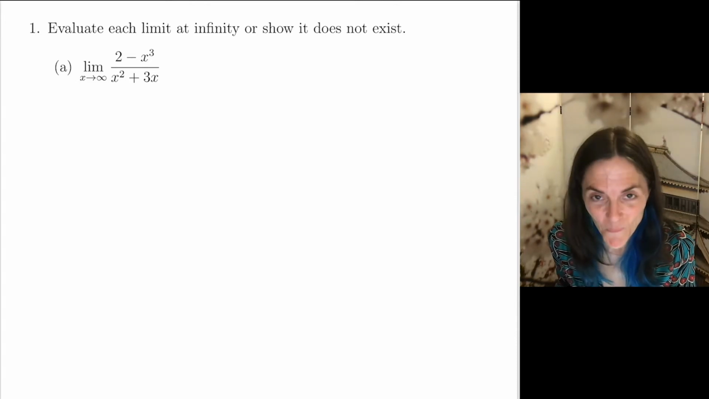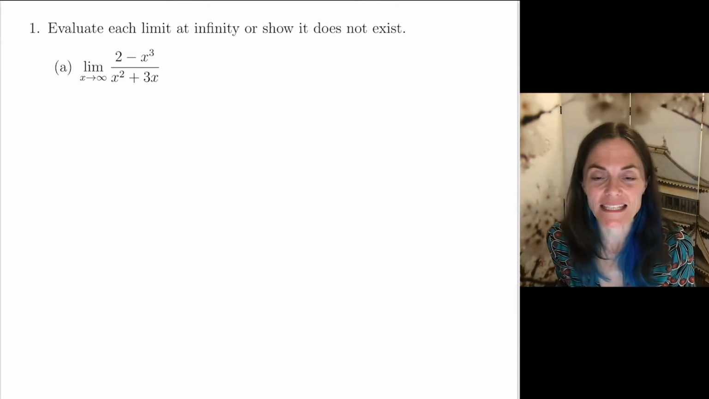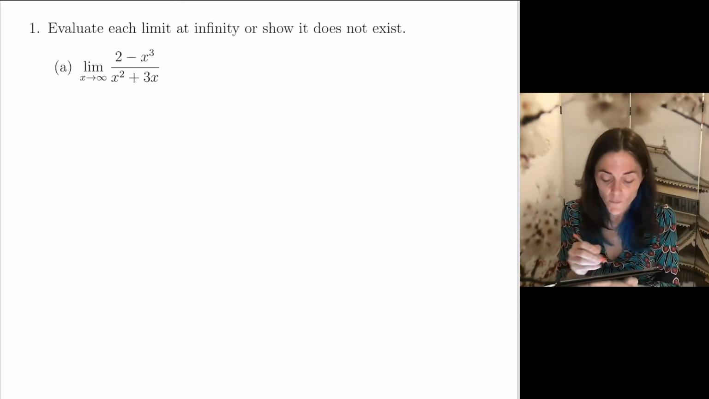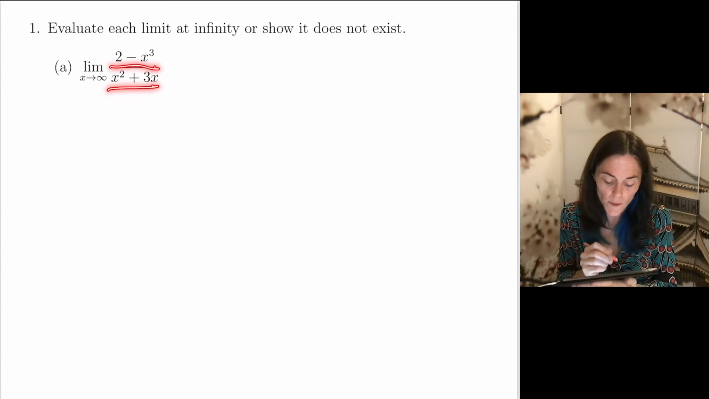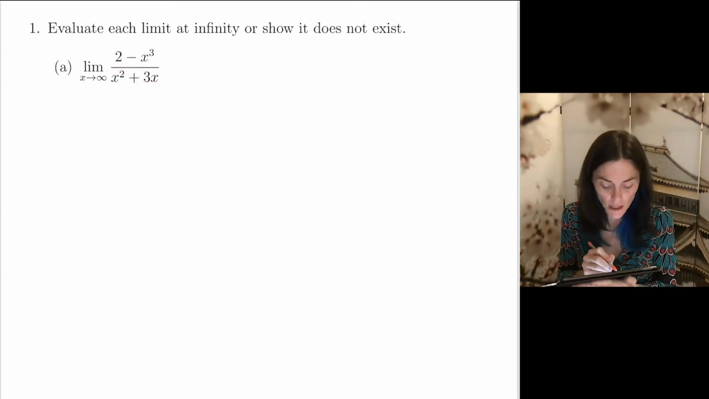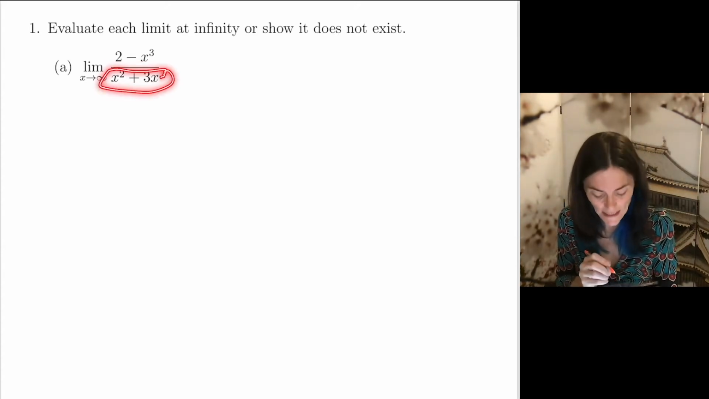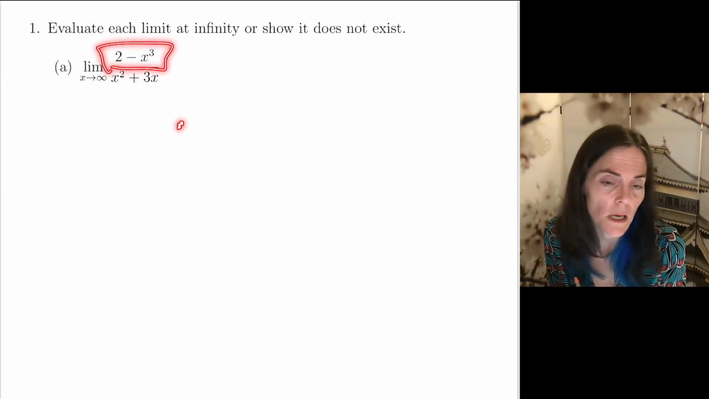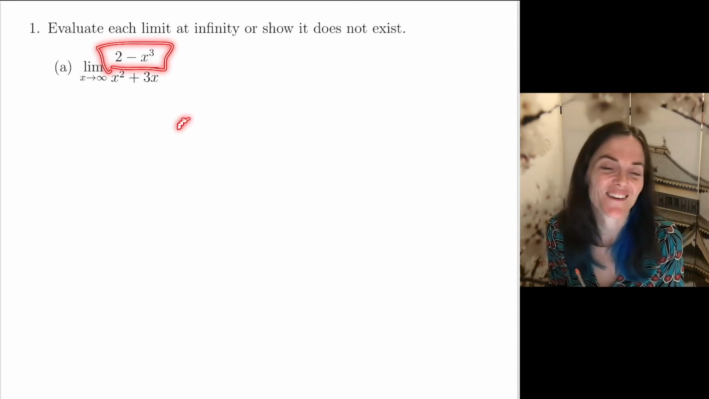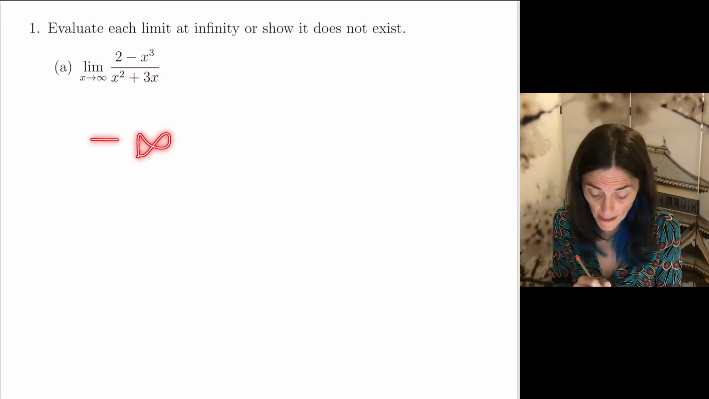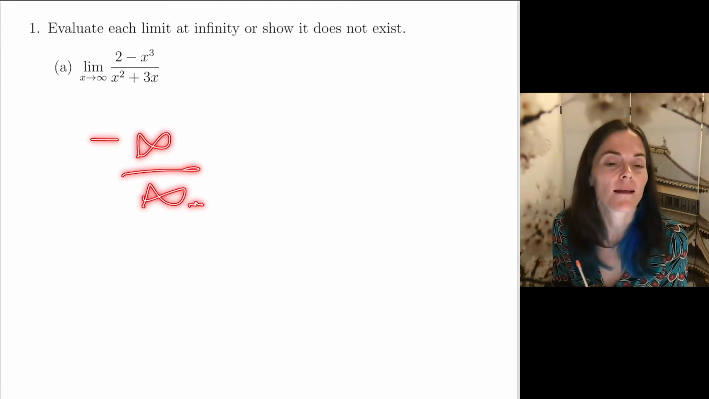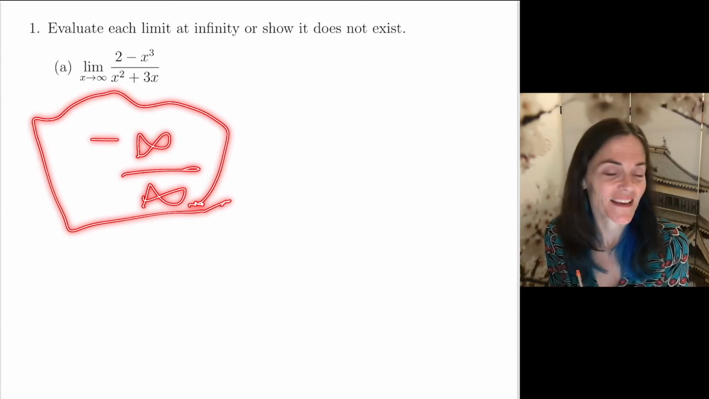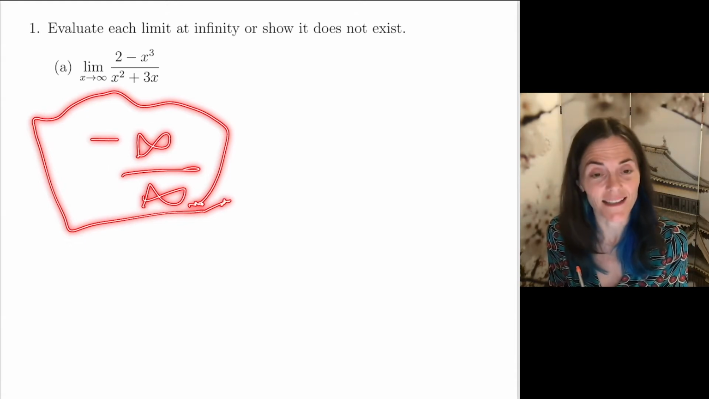We begin with number 1. We want to evaluate each limit at infinity or show it does not exist. This one, we have polynomial over polynomial. As x grows without bound, the denominator is growing without bound. And the numerator is, well, it's negative, but at least in absolute value, it's growing without bound. So we would have something like this if we think about what's happening. But this is one of our indeterminate forms. So we cannot just address this directly.